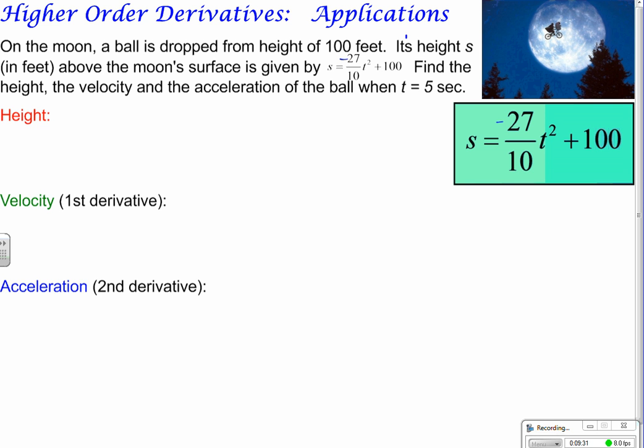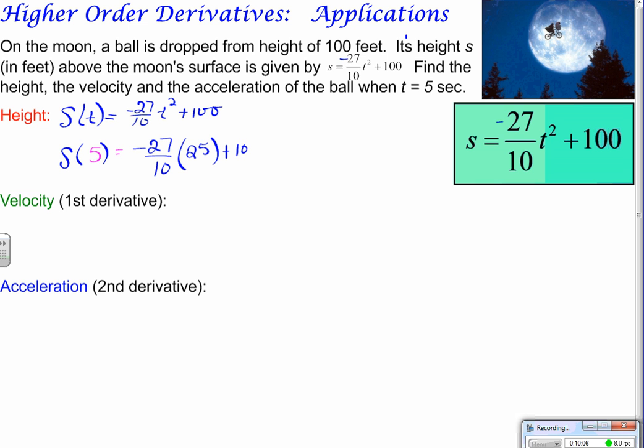So the height is going to be this original function. So I could say S of t is negative 27 tenths t squared plus 100. If I wanted to know at time 5, I would simply plug 5 in. Okay, so I'm going to evaluate this at 5. S of 5. Well, we're going to plug in 5 wherever we see t. Negative 27 tenths, 5 squared is 25, plus 100. Looks like some numbers we can do in our head.